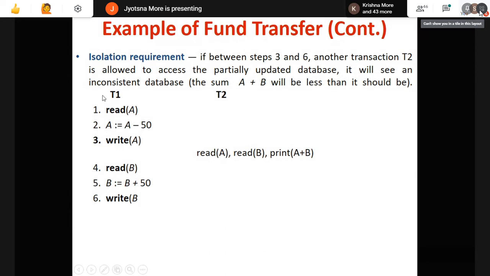In this case, remember, forget about steps 4, 5, 6 right now, because after the third step, we have this second transaction T2 taking place. So now what value will T2 read for A? Can anyone give the answer? It will read 200 or 150.